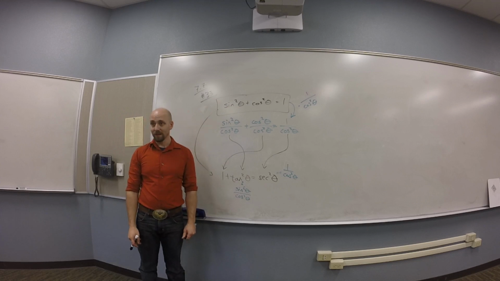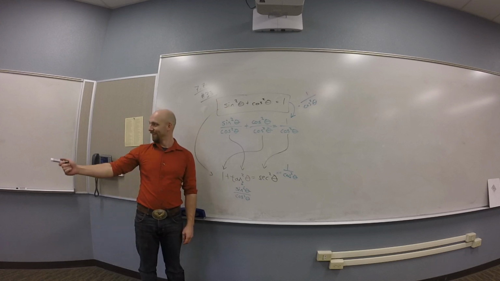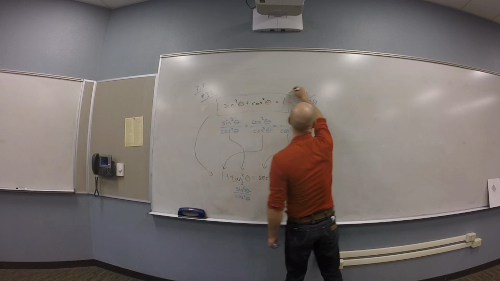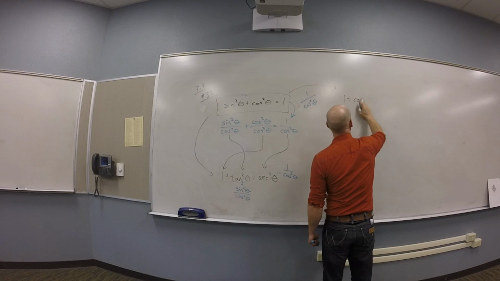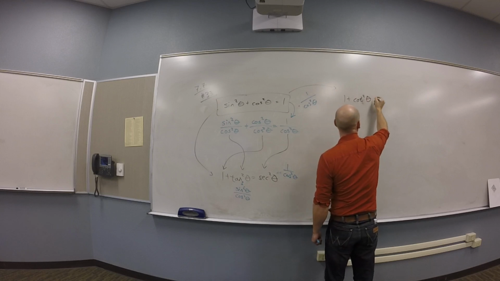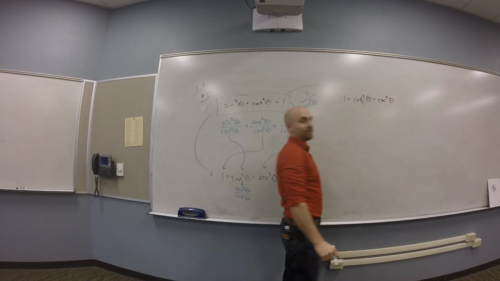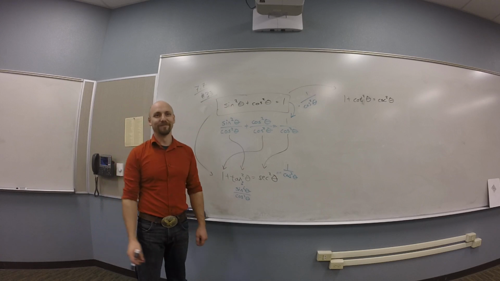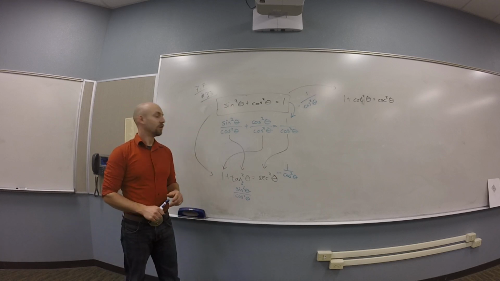1 over sine squared theta is what? Cosecant? Cosecant. So you'll get 1 plus cotangent squared theta equals cosecant squared theta. Cotangent is just sine over cosine, right? No, cotangent is cosine over sine. The opposite of tangent. It's not the reciprocal, it's cosine over sine.